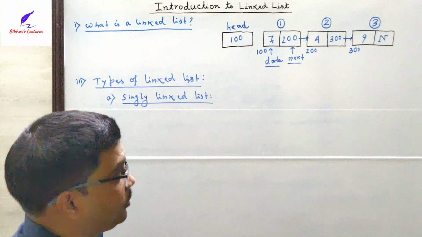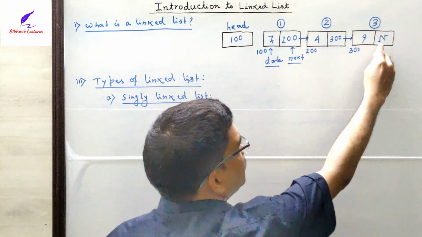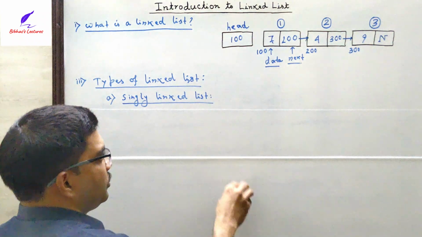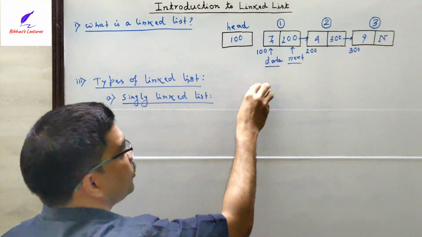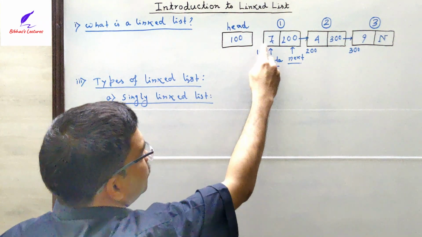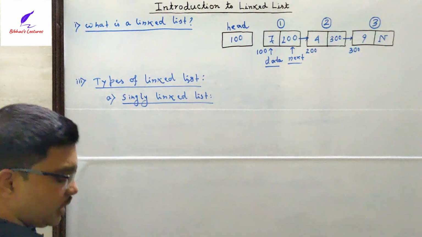So how can we recognize whether a node is the last node or not? You just have to check the next part of the node. If it is null, that means it is the last node of the list. And as I have told you, the first node address, here it is 100, will be kept in the pointer head. So head is a pointer to this first node. Okay, so this is the representation of a singly linked list.